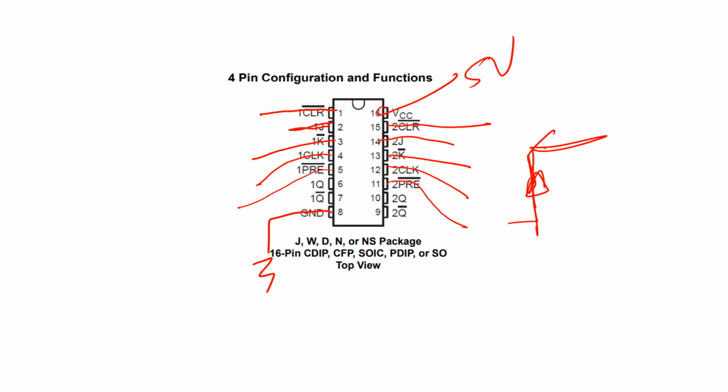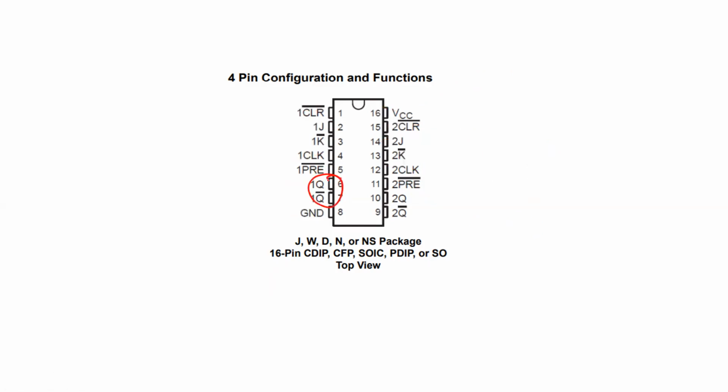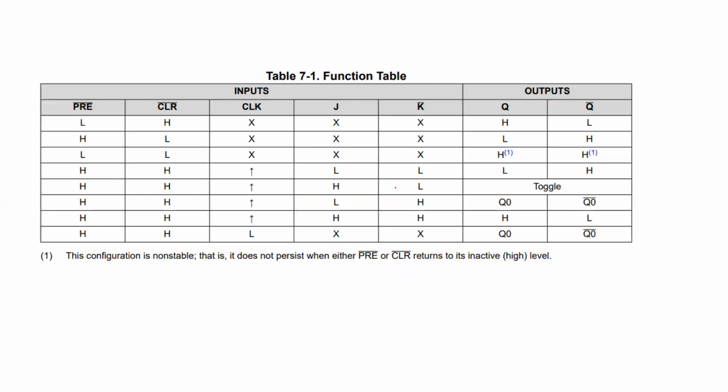For Q and Q prime, they are here. This is for the first flip-flop. This is for the second flip-flop, Q and Q prime. So you have everything here for two flip-flops. This is the truth table we have here. You will find this truth table is exactly similar to what I explained before. I'm going to explain it again, but the only difference is this is K prime, so you have to consider this.